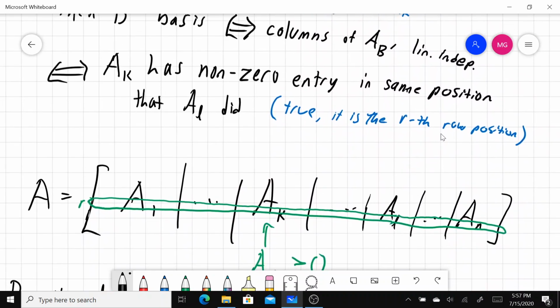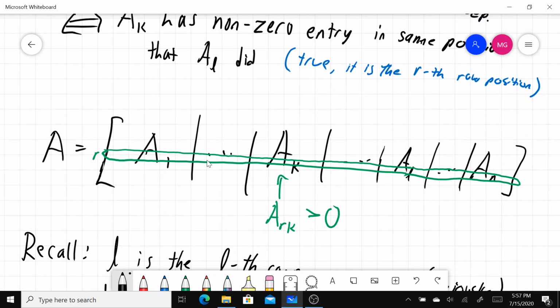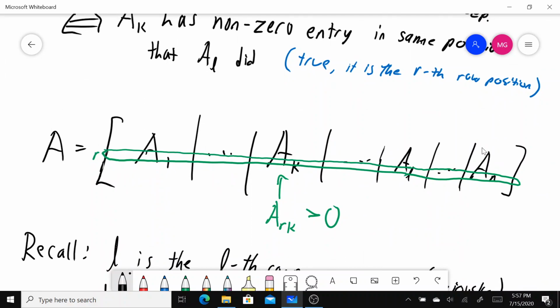So here's a picture to help visualize all that. The matrix A consists of all these columns, A1 all the way up to AN, and here are the two specific columns we care about. I don't know what order they come in, I just had to draw it some way. So AK and AL, and we're looking at the rth row here. I'm saying that in the rth row of this matrix, so in the rth entry down of AK and of AL, these are both positive.